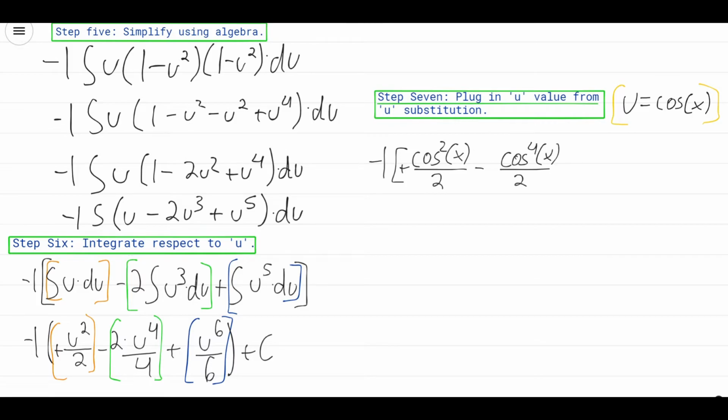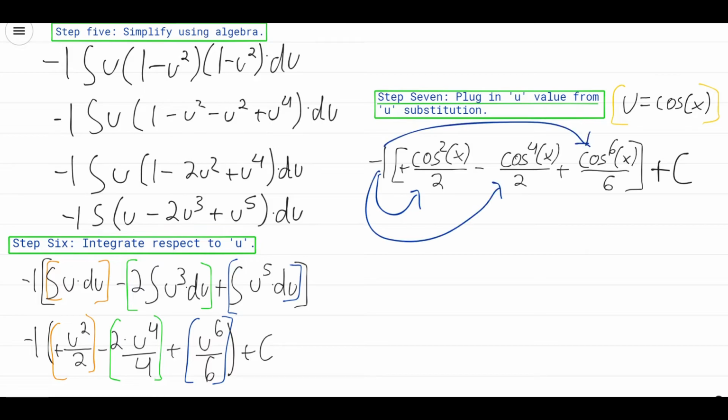Why is it over 2? Well, because 2 divided by 4 is 1 over 2, so I simplified that. Plus cosine to the 6th x over 6. And plus c, because this is an indefinite integral. So now I'm going to distribute the -1 to each term.